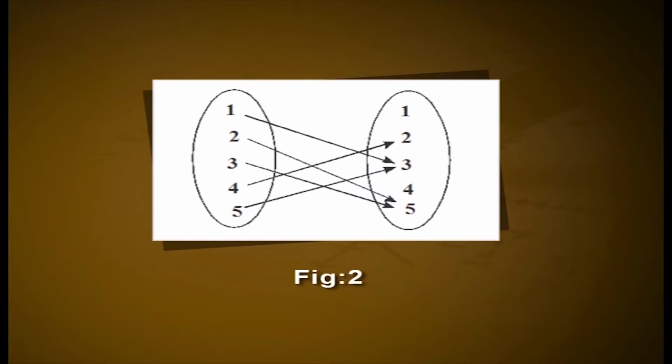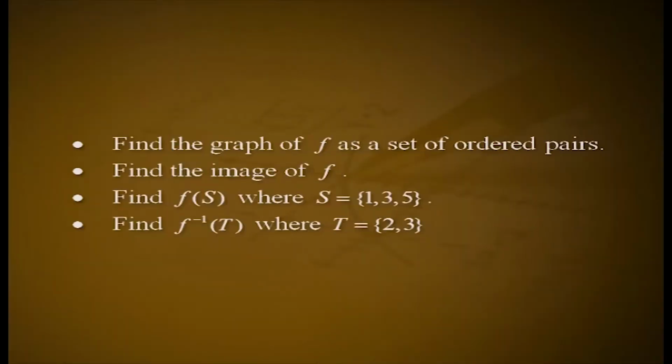Let A be the set consisting of 1, 2, 3, 4 and 5 and let f from A to A be defined by the diagram in figure 2. Find the graph of f as a set of ordered pairs. Find the image of f. Find f of S where S is the set consisting of 1, 3 and 5. Find f inverse of T where T is the set consisting of 2 and 3.